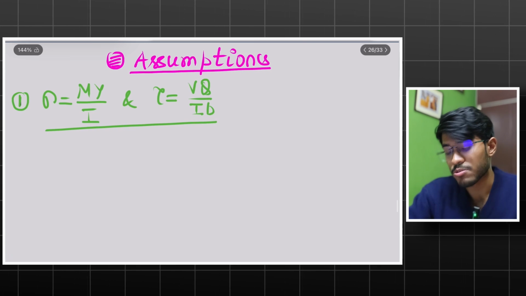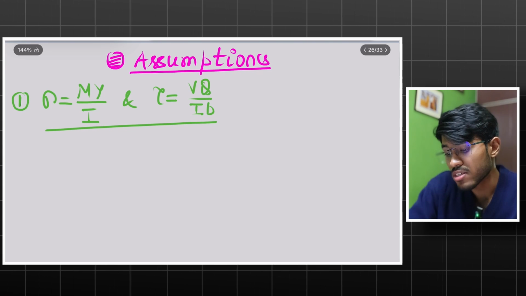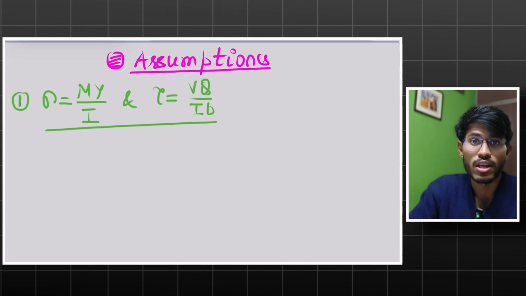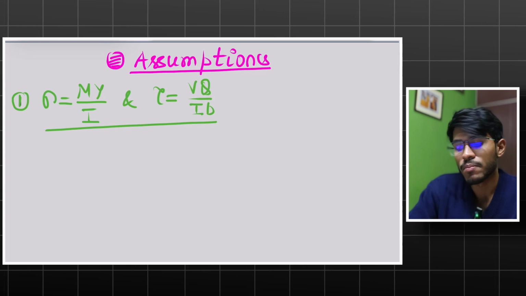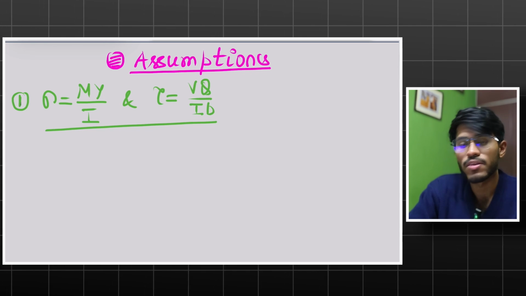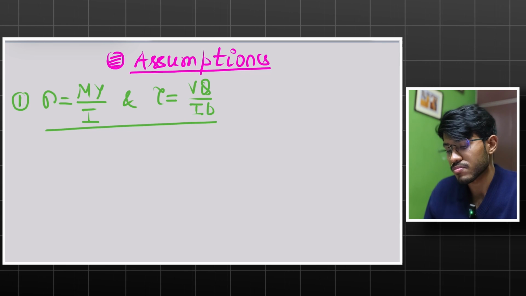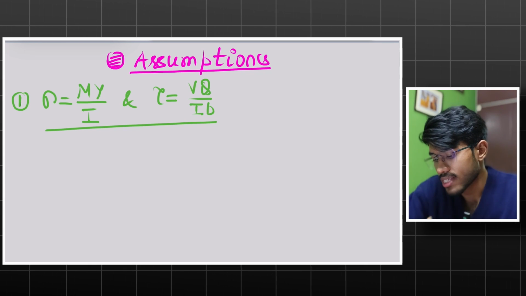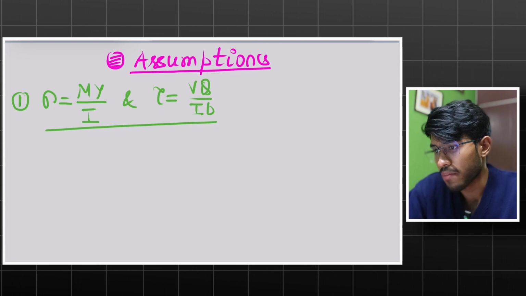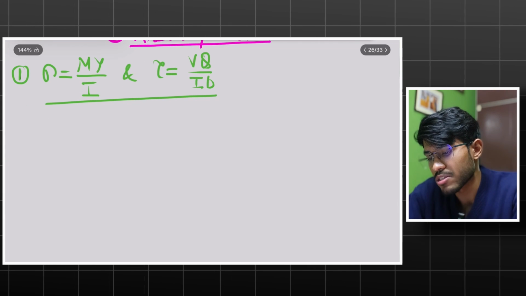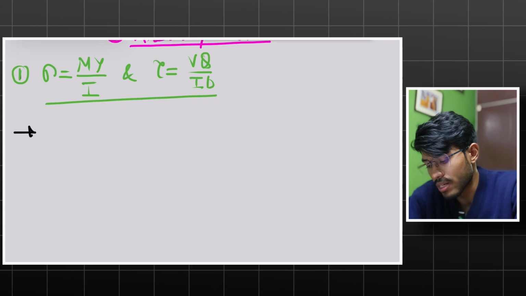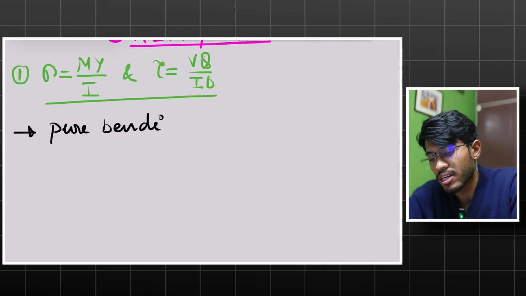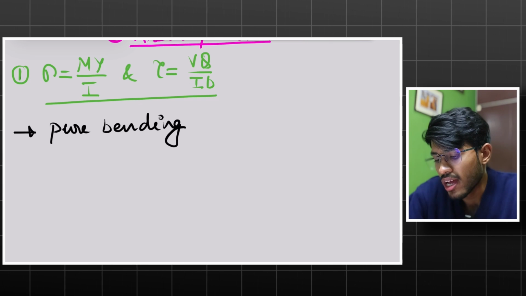So first, assumptions. So assumptions of these two formulae, because these two formulae are the most used formulae. I will show you that yes, in the BARC interview also they asked me from this formula. Okay, so let me just start. Firstly, sigma is equal to My by I. The first assumption is pure bending. Okay, pure bending.